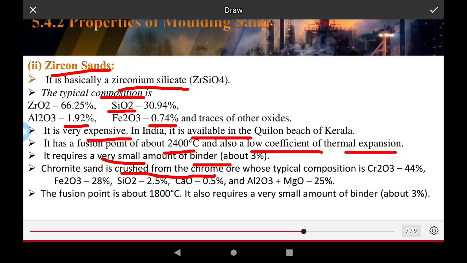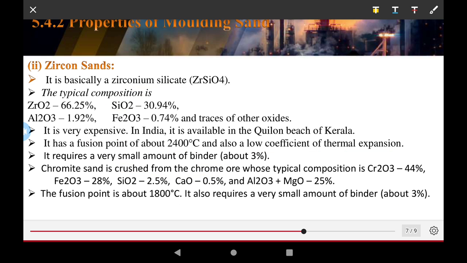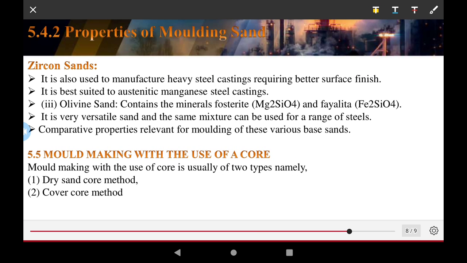Chromite sand: the typical composition is Cr2O3 44%. The fusion point is about 1800 degrees Celsius, and it also requires a very small amount of binder, about 3%. Like zircon, it is also used for manufacturing heavy steel castings. Heavy steel castings require a better surface finish. It is best suited for austenitic manganese steel casting.